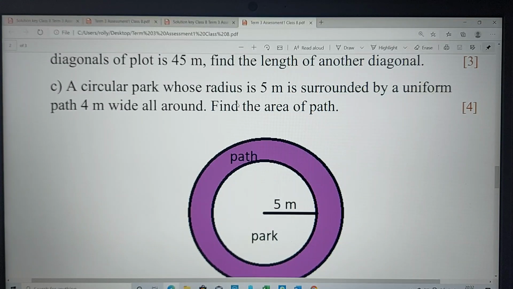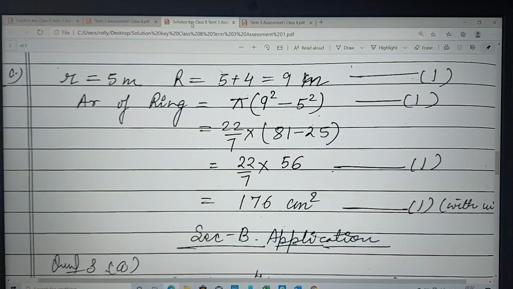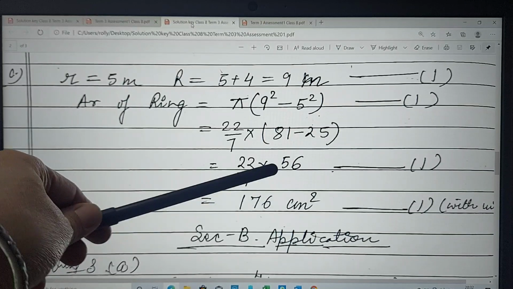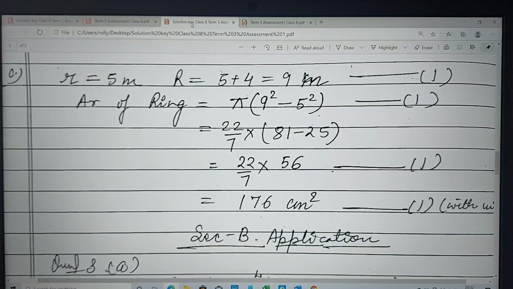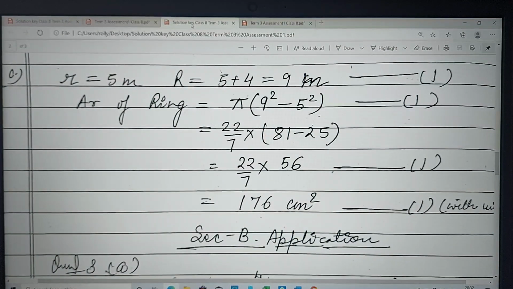So outer radius becomes 9 and inner radius becomes 5, and then we are supposed to find out the area of the ring. That will be the area of the shaded region, or the area of the path. So pi capital R square minus small r square, 9 square minus 5 square. First we will square them, then subtract them, 56, and then the final answer is 176 centimeter square. Clear?